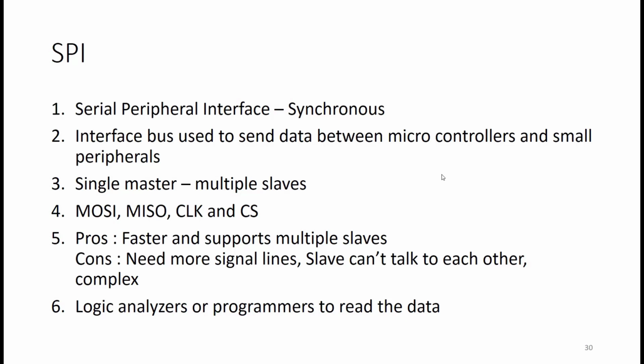The most common pins required for SPI are master out slave in, master in slave out, clock, and chip select. The benefit of SPI is that it is faster and can support multiple slaves. But at the same time, there is an overhead of having more signal lines according to the number of peripherals you are using, and it makes the board architecture very complex.